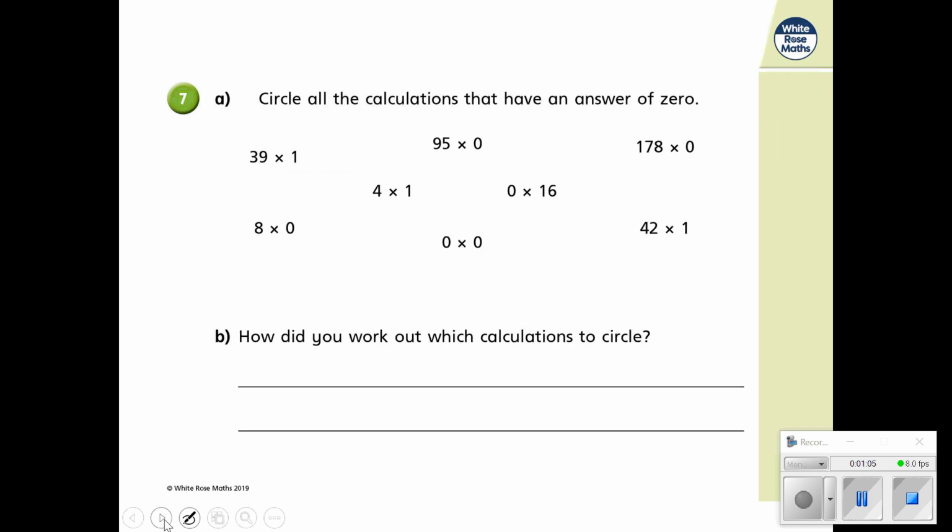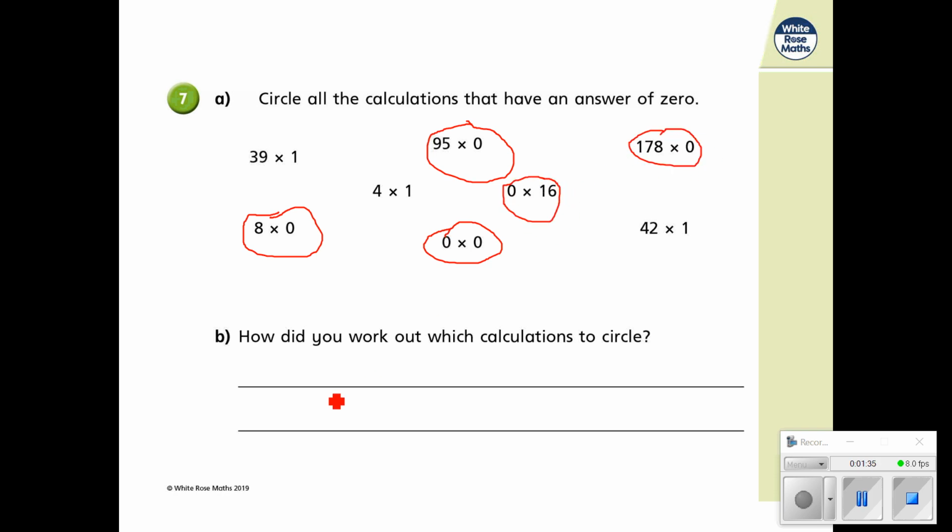Let's move on. In this question, you had to circle all the calculations that have an answer of 0. Well, straight away I can jump to B. How did you work out the calculations to circle? So anything that is multiplied by 0 is 0. So any of the questions with a 0 in them, like these, all must have an answer of 0. Moving on.